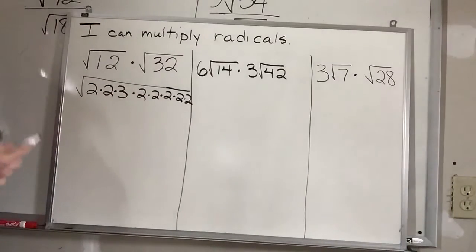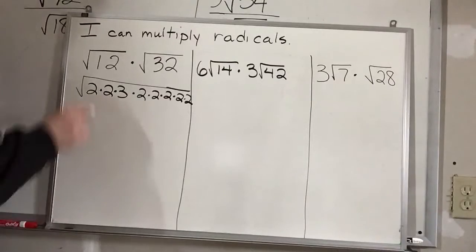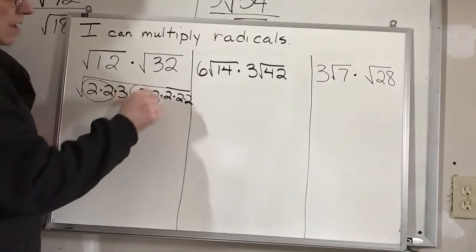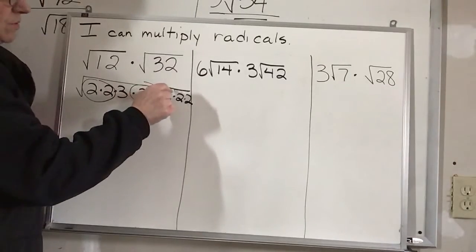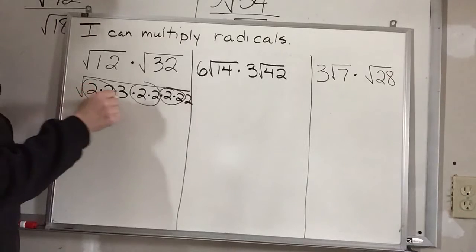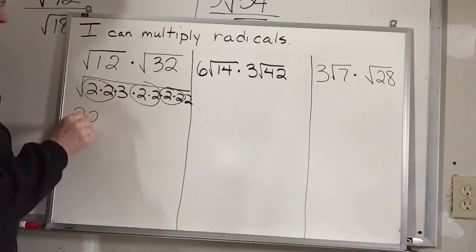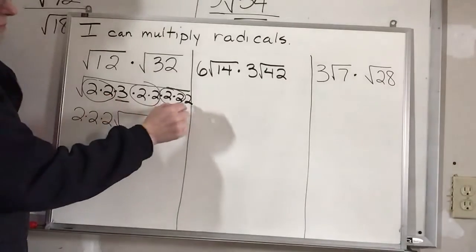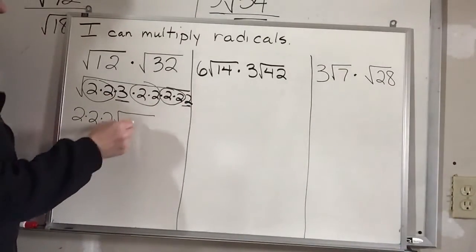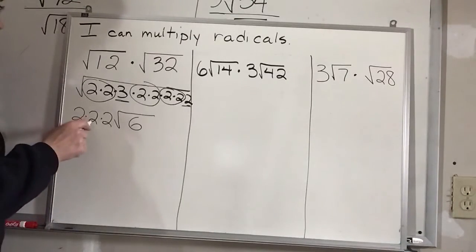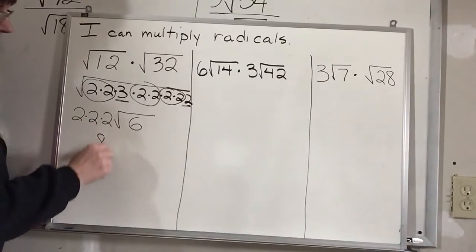Okay, so now what I want to do is look for my pairs of factors that match. The square root of 2 times 2, I'll be able to take the square root of that. Another pair of 2 times 2, and another pair of 2 times 2. So the square root of each of these is going to be 2, but I am not able to take the square root of 3 or the single 2 over here that's all by itself. So that will be 6. And 2 times 2 times 2 is 8.